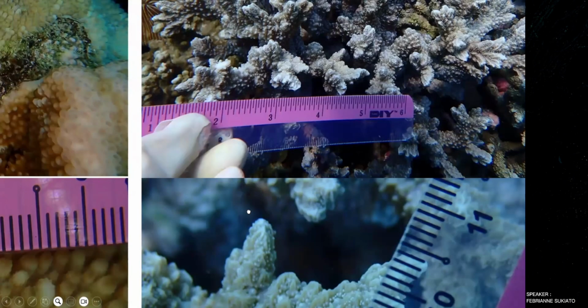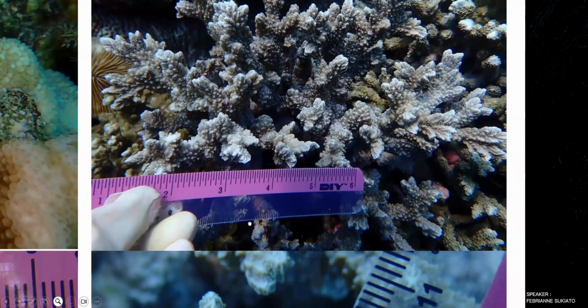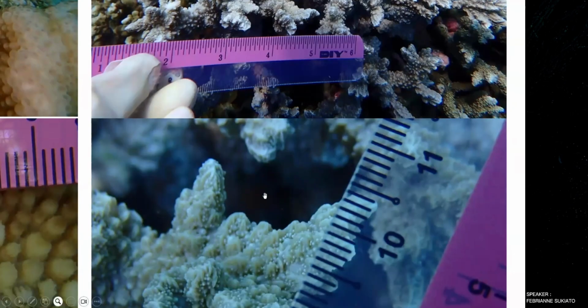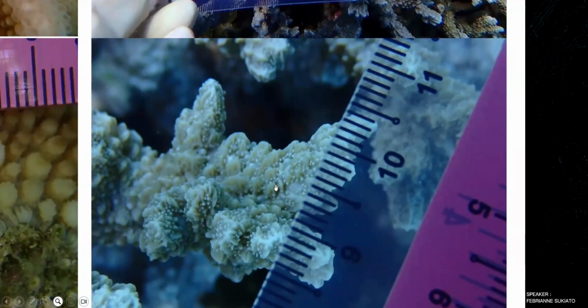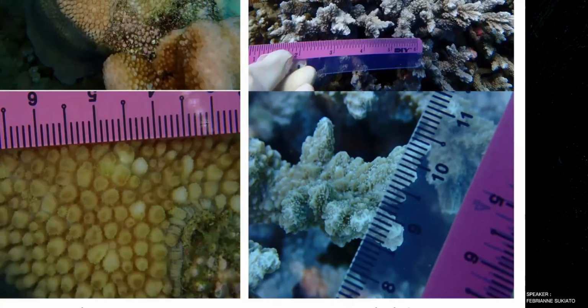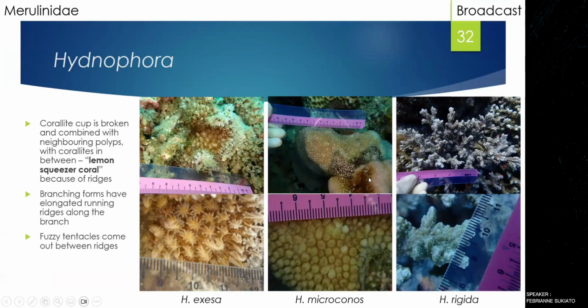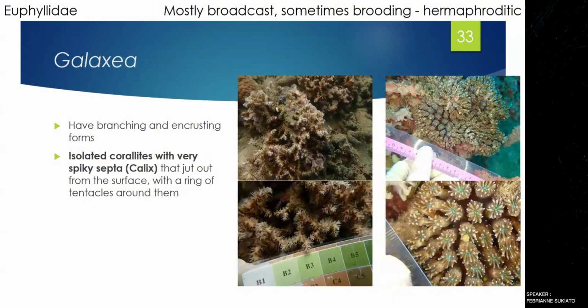Then this is Hypnophora rigida. Now, Hypnophora rigida is the only branching type and is very distinct once you look at the surface ridges. The surface ridges are incredibly distinct to Hypnophora. And don't forget, there are generally tentacles in between ridges, but do not mistake this for Galaxea.